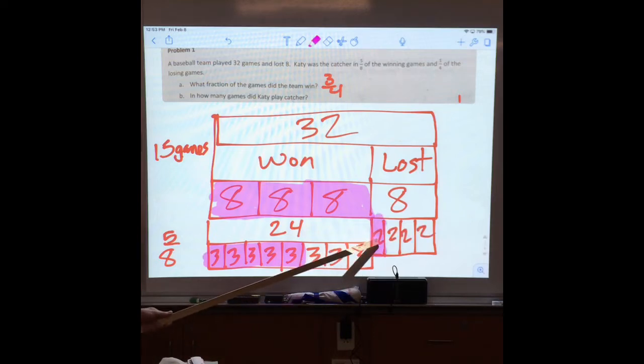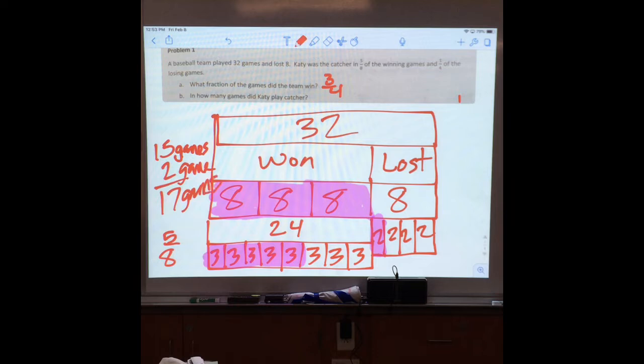Katie plays in these 2 games here because she plays in 1/4 of the losing games. So we have to add 2 games. So 15 plus 2 is 17. So Katie actually plays in 17 games.